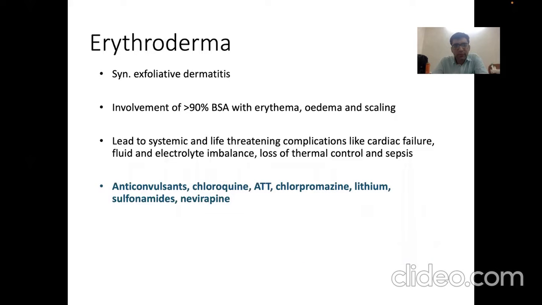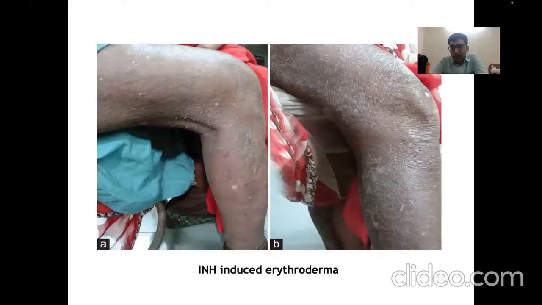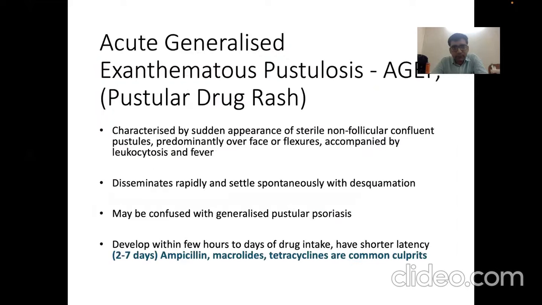Erythroderma is severe exfoliative dermatitis involving more than 90% of the body surface area with erythema, edema, and scaling. It can lead to systemic and life-threatening complications like cardiac failure, fluid and electrolyte imbalance, loss of thermal control, and sepsis. Anticonvulsants, chloroquine, lithium, sulfonamides, and nevirapine can cause this drug reaction. This is a classical example of INH, that is isoniazid-induced erythroderma.